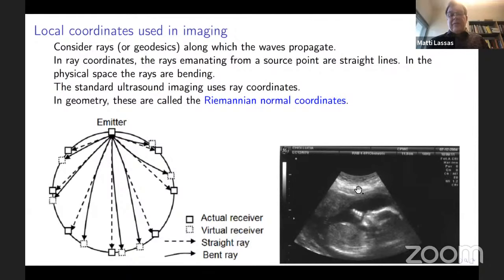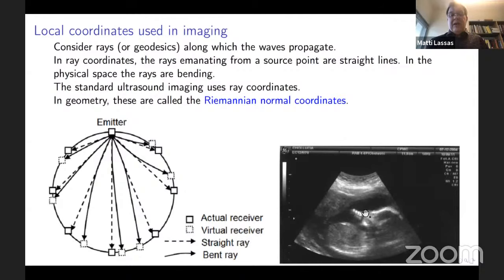But in this kind of imaging problem, like in this picture, the image is done as if the sound would propagate along straight lines. So basically, when you see a line, it says that the wave has propagated some time and then reflected back. Physically, the wave has propagated along a curve and reflected back. But in this type of image, one shows the image on the computer screen assuming that the waves would have traveled along straight lines. So what is the moral of this?